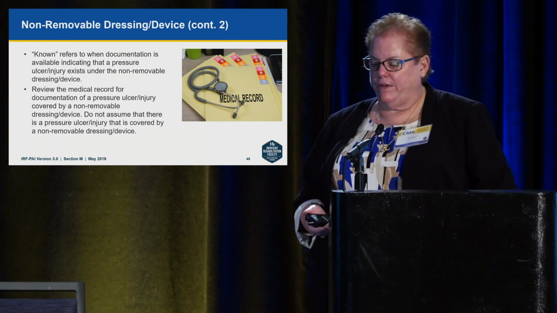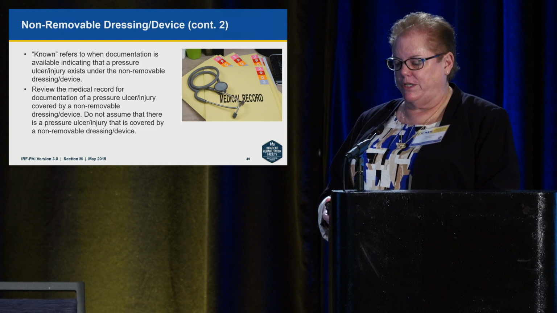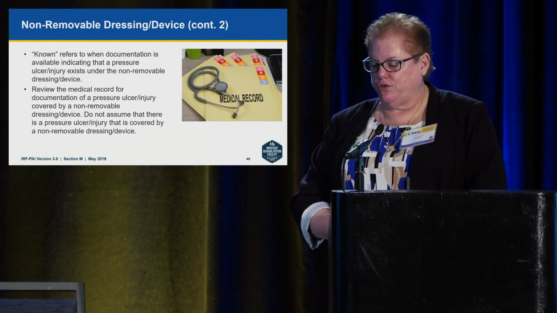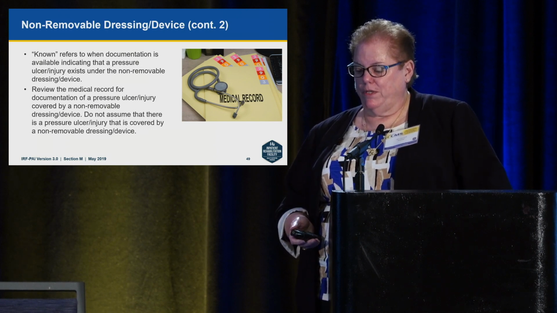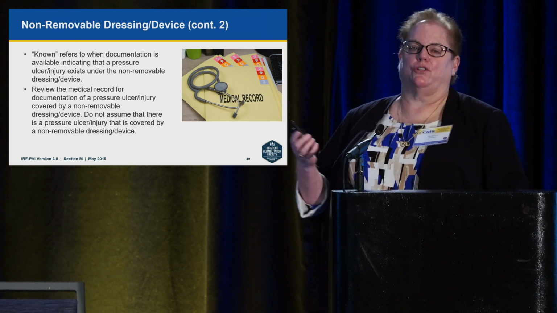So when there's documentation available indicating that a pressure ulcer injury exists under the non-removable dressing or device, you want to review the medical record for documentation of the pressure ulcer injury covered by that device or dressing, and do not assume that there is a pressure ulcer injury that is covered by a non-removable dressing or device unless you know about it.